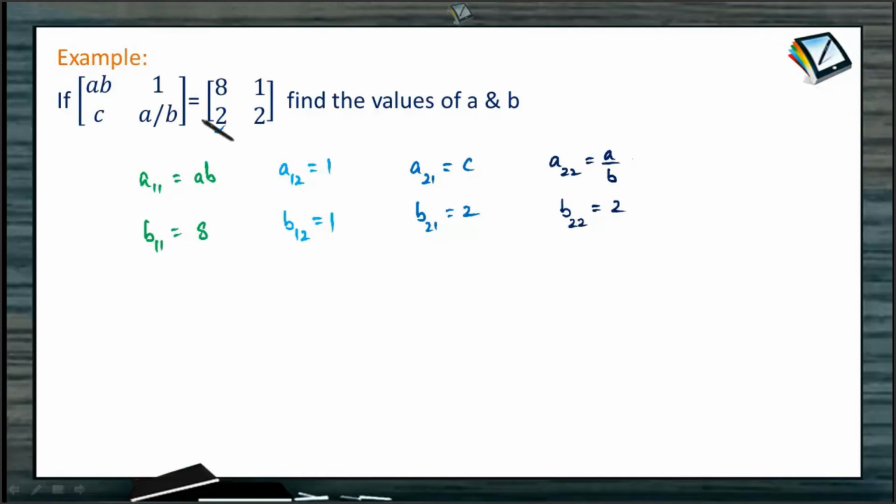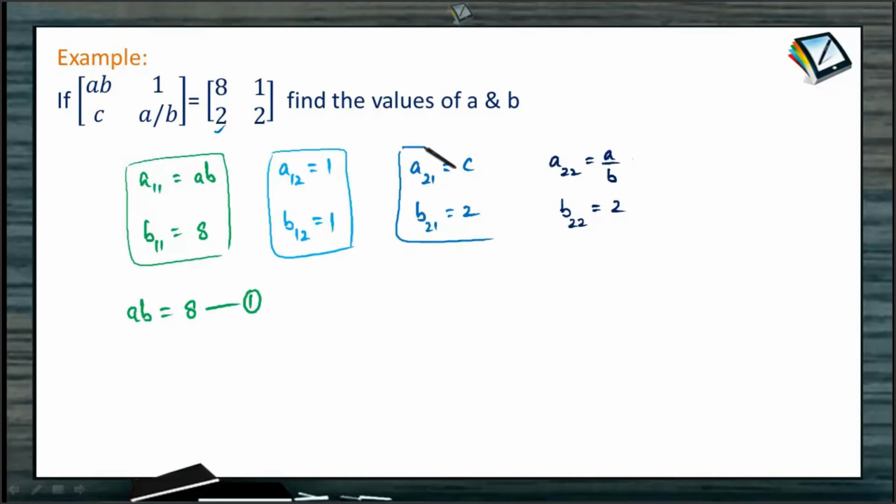Now when do we say these two matrices are equal? Provided these two entries are equal. That means A into B must be equal to 8. Let's call it equation 1. Now these two are already equal. But for the matrices to be equal, even these two entries must be the same. That means C must be equal to 2. This is our second equation.